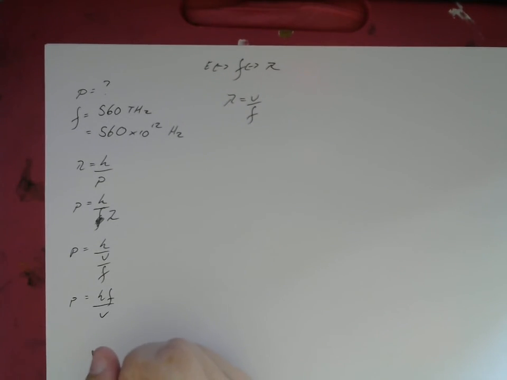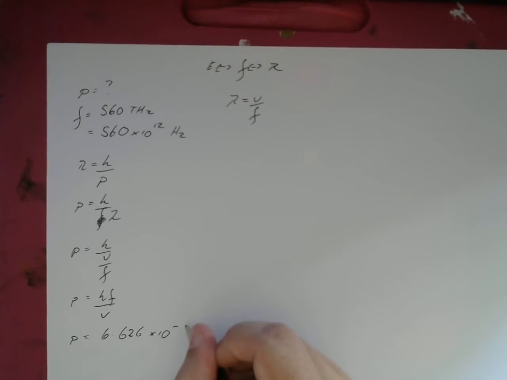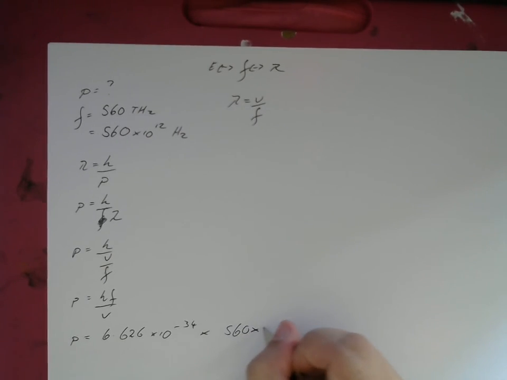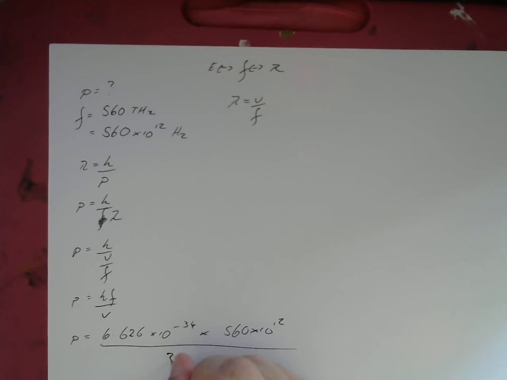So p will equal 6.626 times 10 to the negative, what's the power on that, 34, times our frequency, 560 times 10 to the 12, all divided by 3 times 10 to the 8, and that would be our answer to part B, and we're not going to bother solving that, to give us a final momentum of 0.2 times 10 to the negative 27 kilogram meters per second. Don't forget your units. Very, very small number, but it is, remember, only a single packet of light.